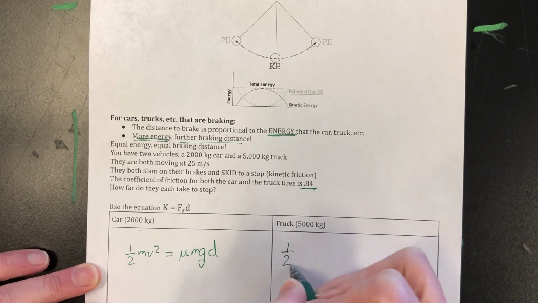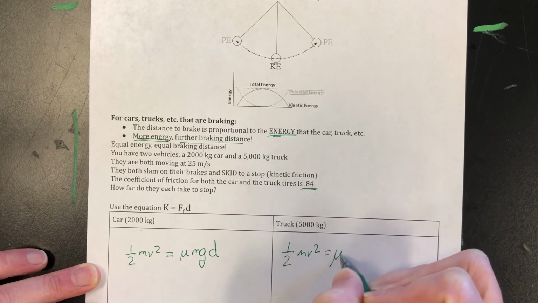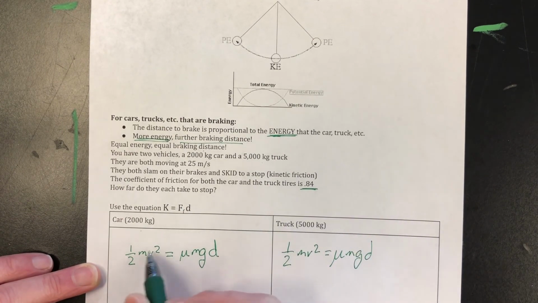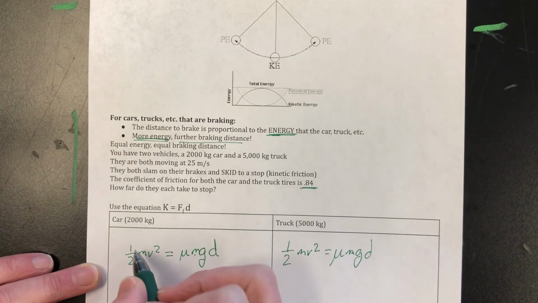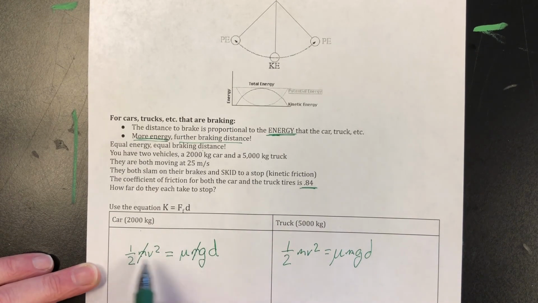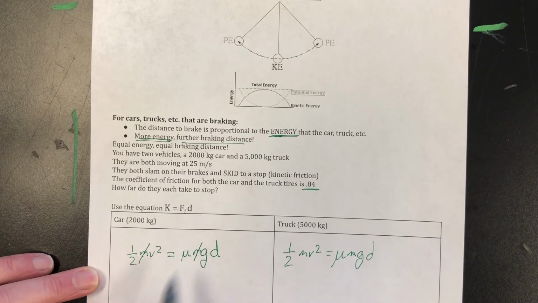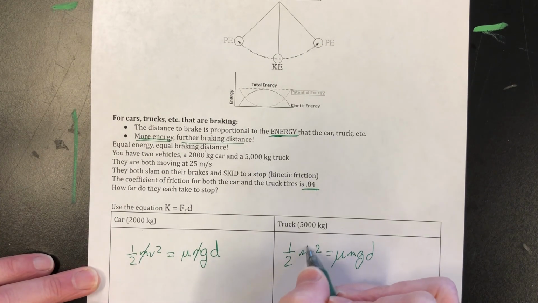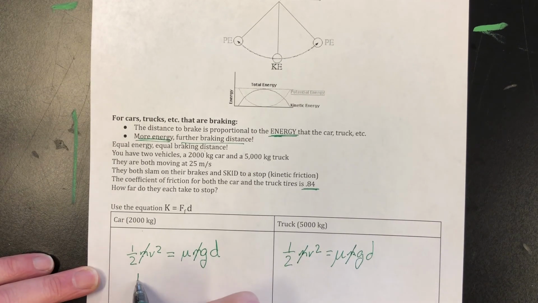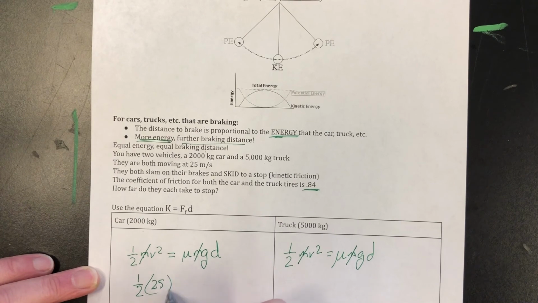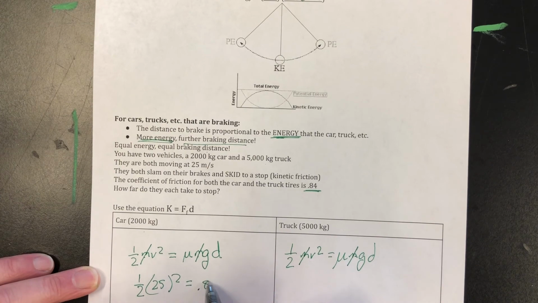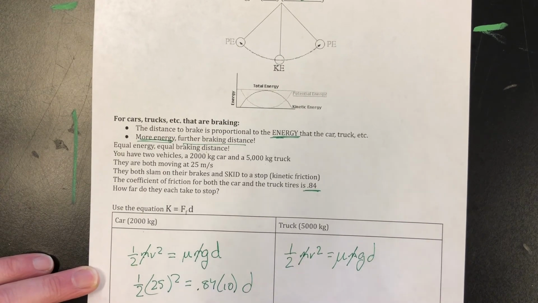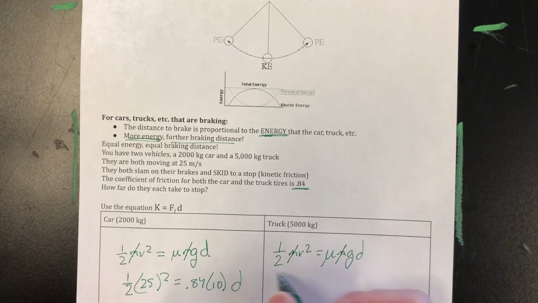The truck, same thing, 1/2 mv squared is equal to mu mgd. Notice that if I do put in the mass, it's 2,000 here and 2,000 here. This one would be 5,000 here and 5,000 here. But because we've set these two things equal to each other, notice that our velocities we don't have to worry about. So now we can get rid of mass on this side and mass on this side. Now we have 1/2 of 25 squared is equal to, and now our mu here we said was 0.84 times 10 times the distance. Look, we've got the same thing on this side.